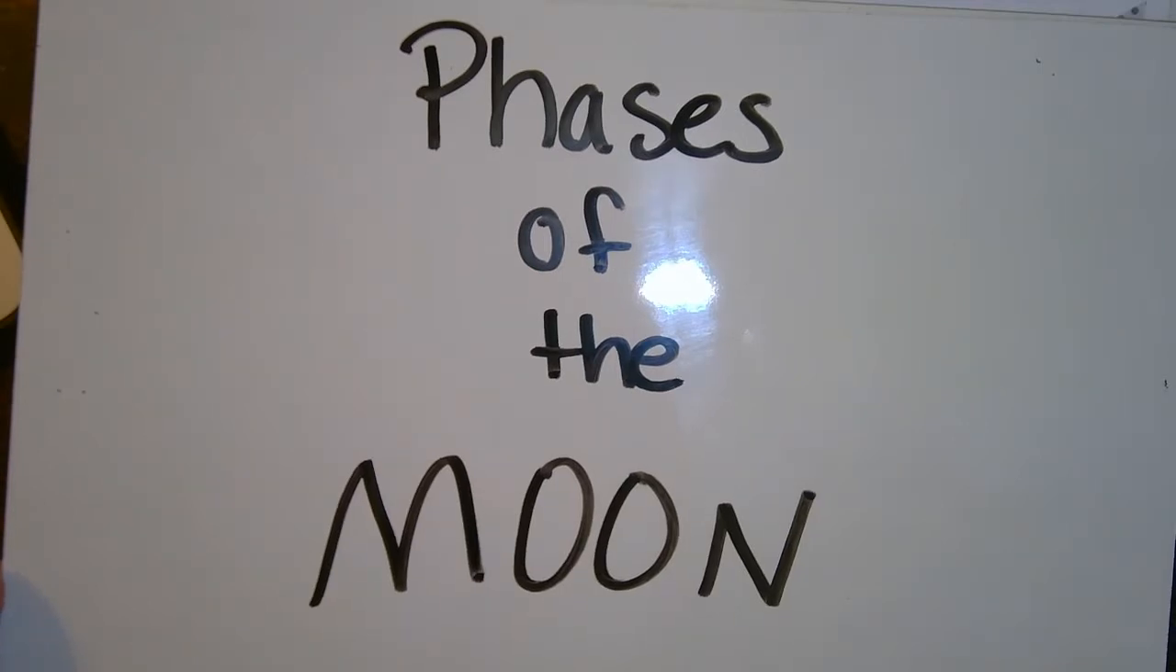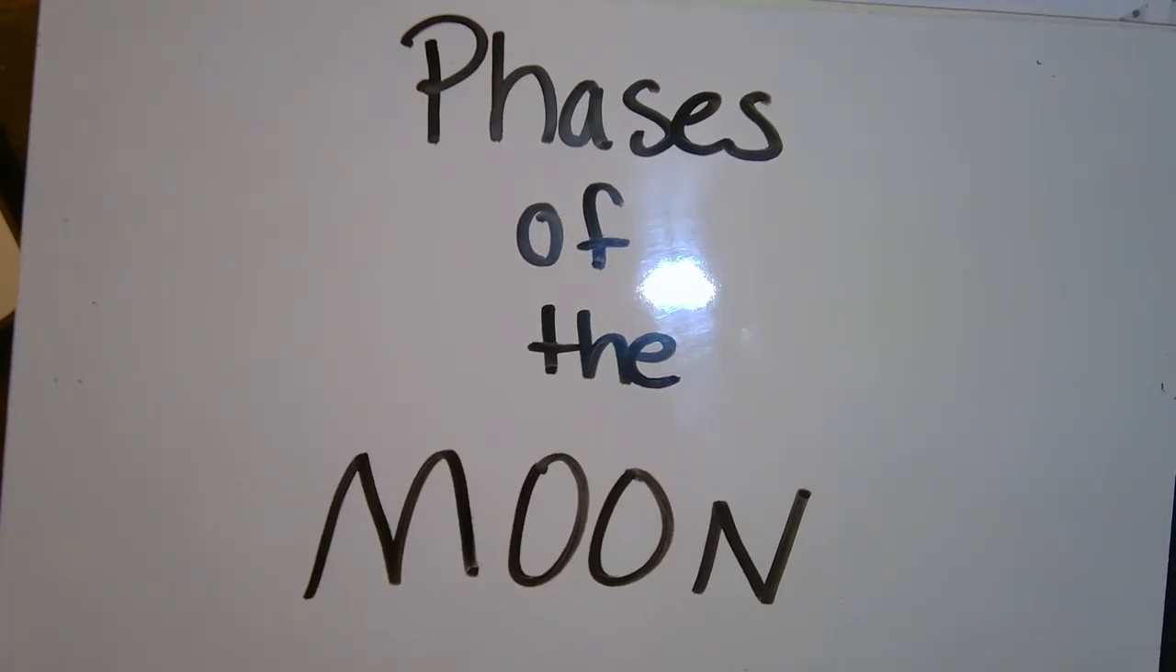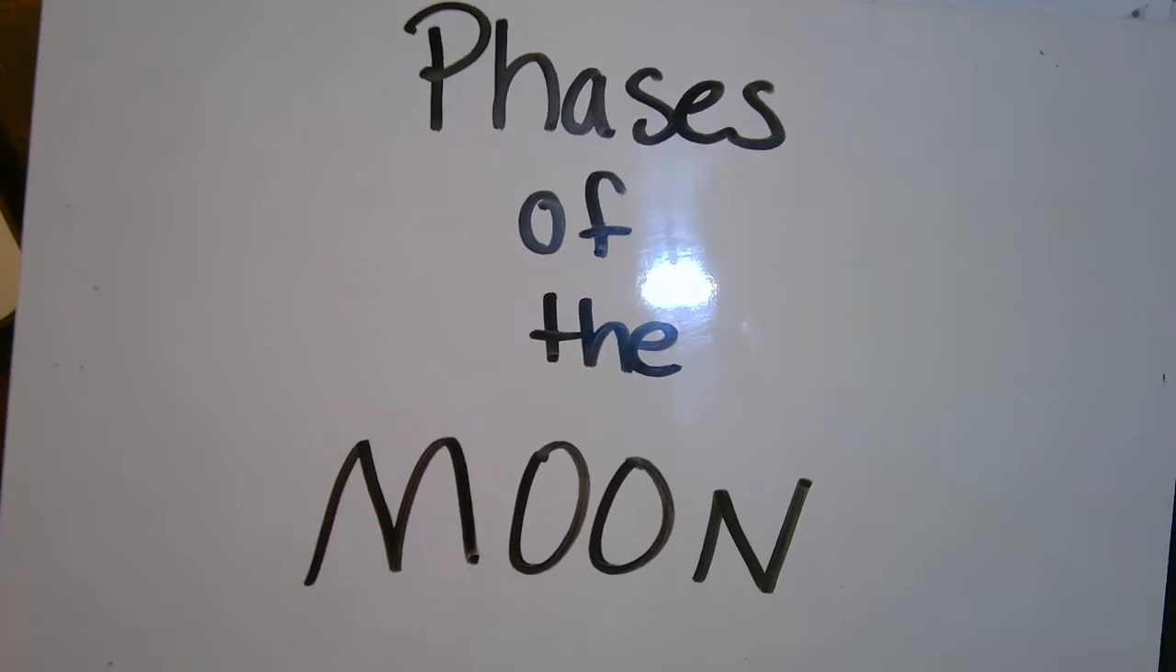Now remember, phases are the time of how much we see of the moon at a time. So we see all of the moon, or we see none of the moon, or we see a little bit part of it. And so those are each day when we see a little bit more, a little bit less of the moon, those are called the phases of the moon.